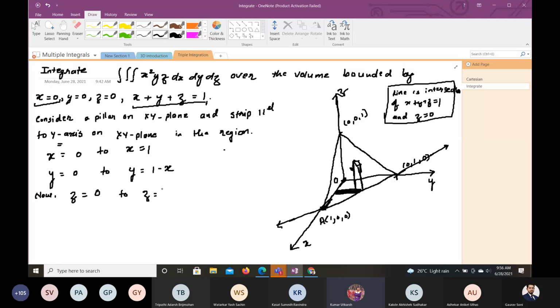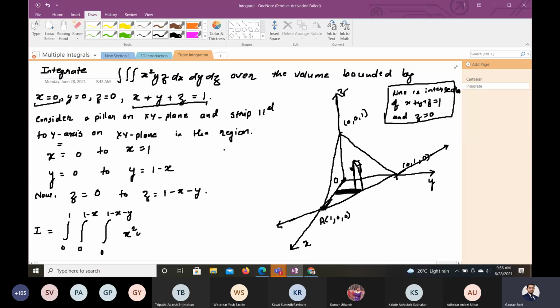One minus x minus y. So what have we got? We have integration. So I is equal to integration 0 to 1, 0 to 1 minus x, 0 to 1 minus x minus y, x square y z dz dy dx. We won't solve it further.